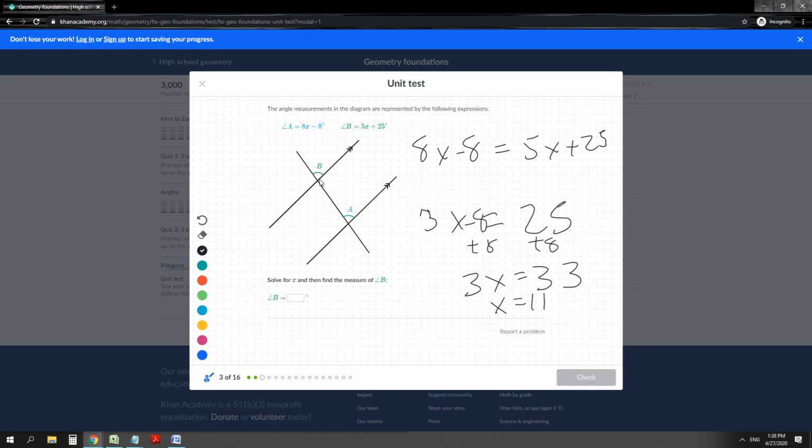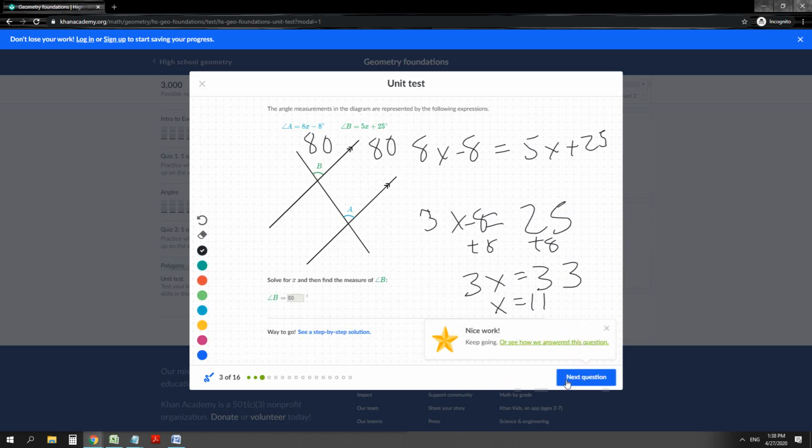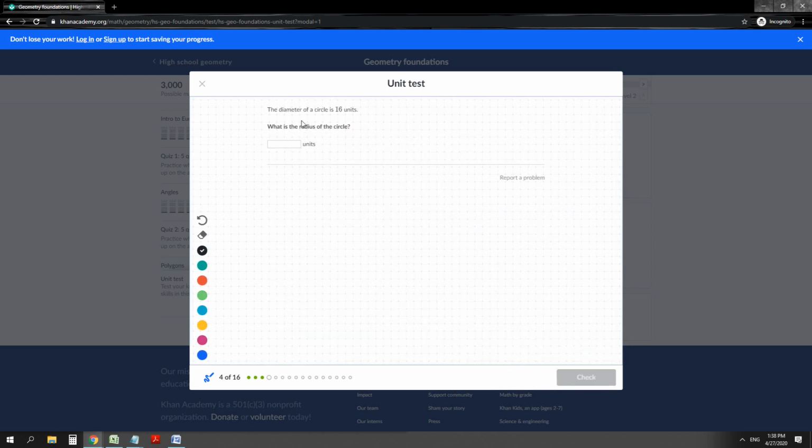Okay, and we want to know the measure of angle B. We're actually going to do both of them because they're supposed to be the same. If I plug in 11, I should get the same thing. 8 times 11 is 88, minus 8 is 80. 5 times 11 is 55. 55 plus 25 is 80. So I should be putting in 80 degrees. Check. Next question.